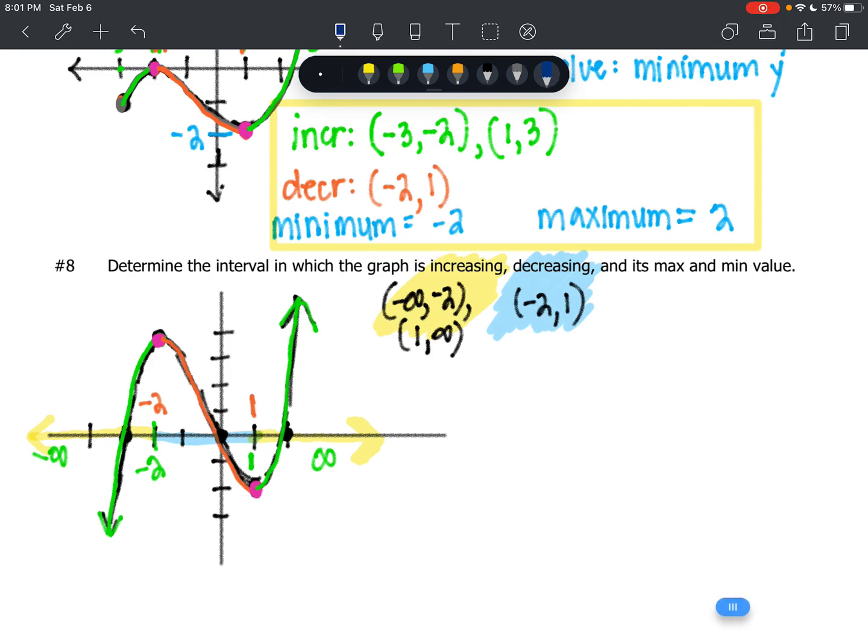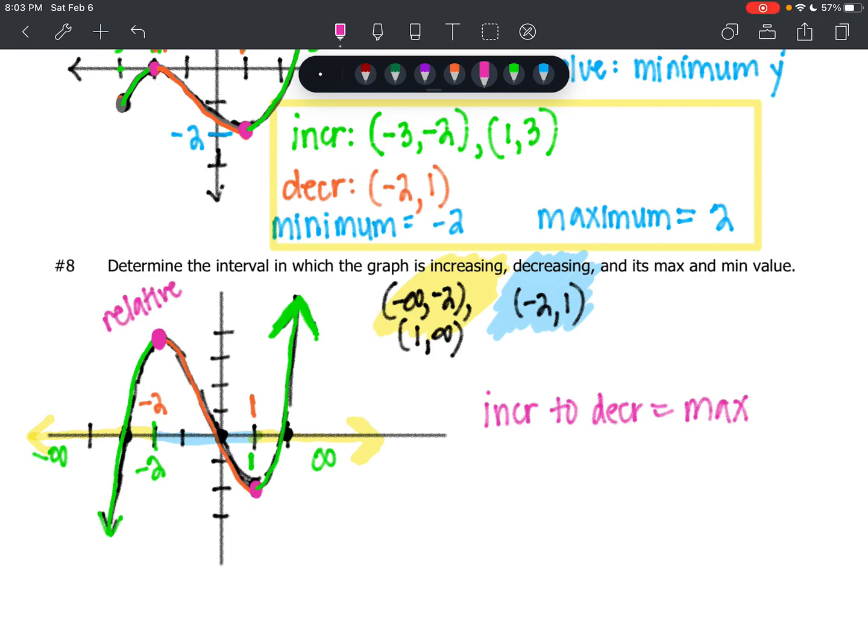Now it's max and min values. You might think, oh, well, those pink turning points are max and min values. This would be considered, this pink value right here, where we go from increasing to decreasing. From increasing to decreasing is usually a maximum. However, in this case, there is no maximum because we've got the graph going up to infinity, so it never reaches a maximum value. This is called a relative maximum.